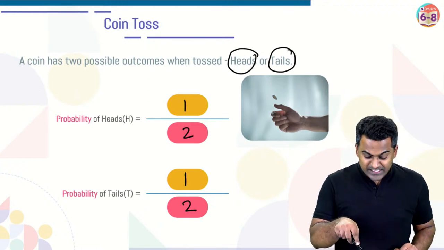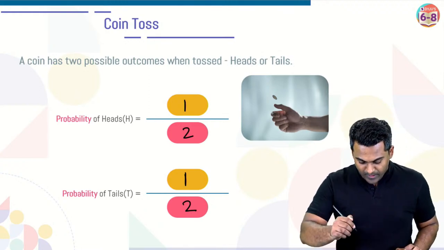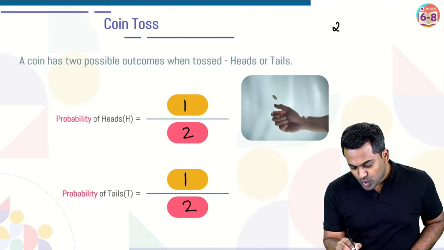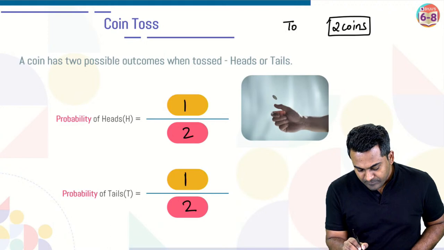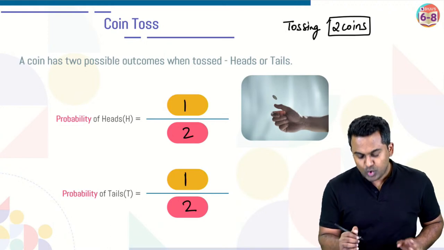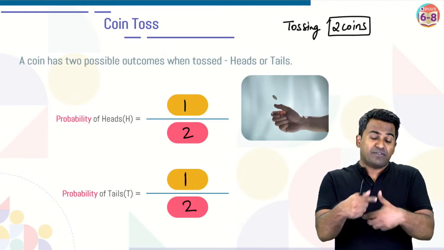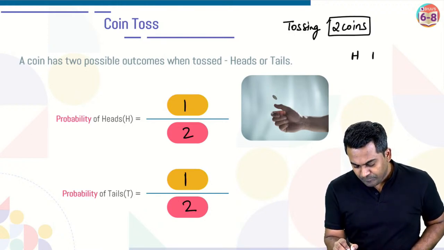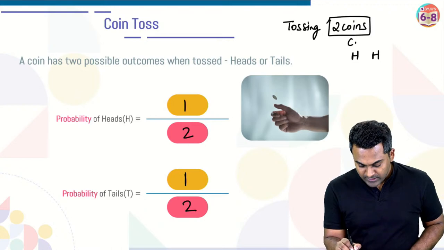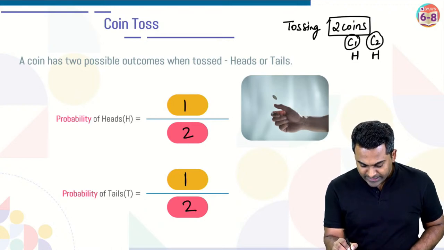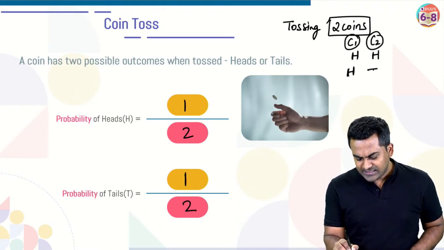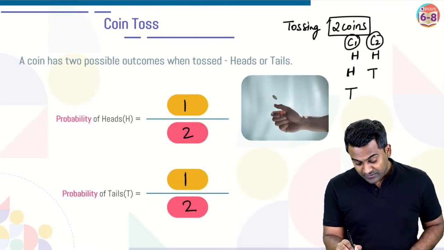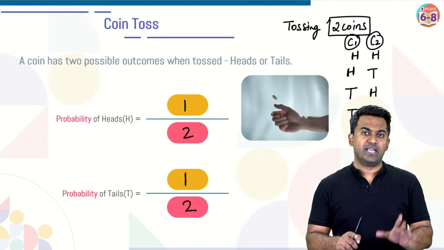Okay, now let me just take this a little bit further. Let's say I'm tossing 2 coins at the same time. I'll first tell you how many total possibilities are going to be there. The first coin head and the second coin head. This is the first coin and this is the second coin. The first can give a head, the second can give a tail, or the first can give a tail, the second can give a head, or both the coins can give me a tail.